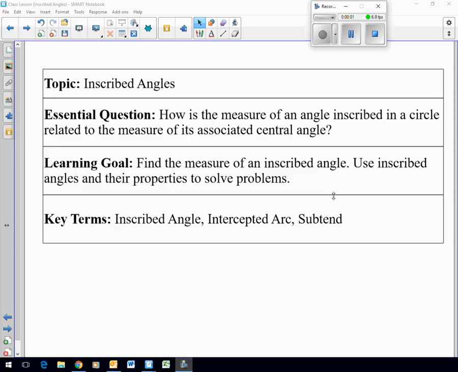Alright guys, our second lesson this morning is on inscribed angles. We are trying to figure out how the measure of an angle inscribed in a circle is related to the measure of its associated central angle. Find the measure of an inscribed angle and use inscribed angles and their properties to solve problems. Key terms are inscribed angles, intercepted arcs, and subtends.